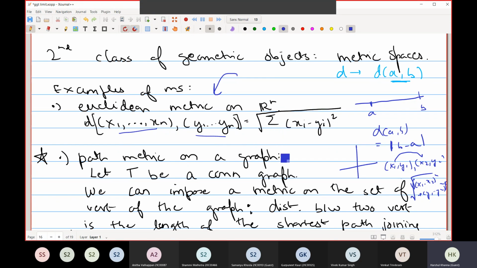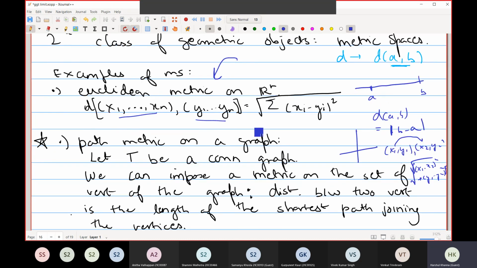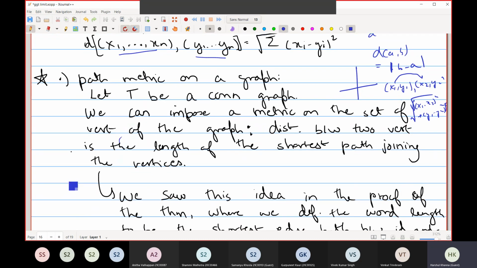Now I'll introduce two new metrics to you. You may not have seen these before. These two will be very important in our study. The first metric is the path metric on the graph. So we are given a graph. We want to give the graph a metric.